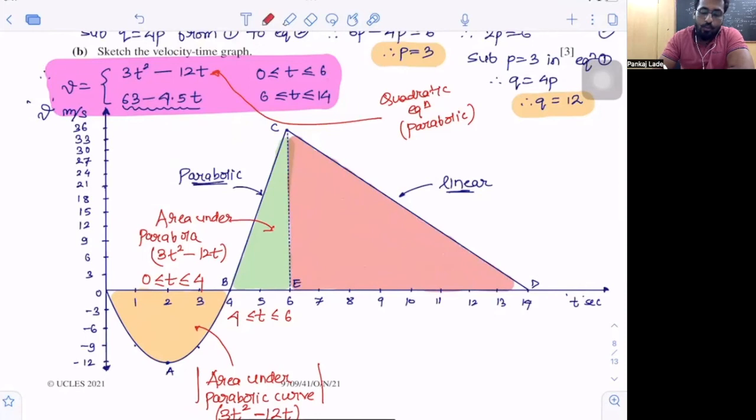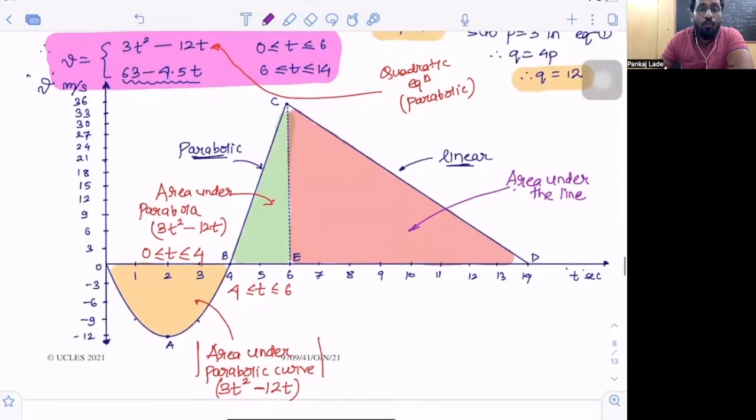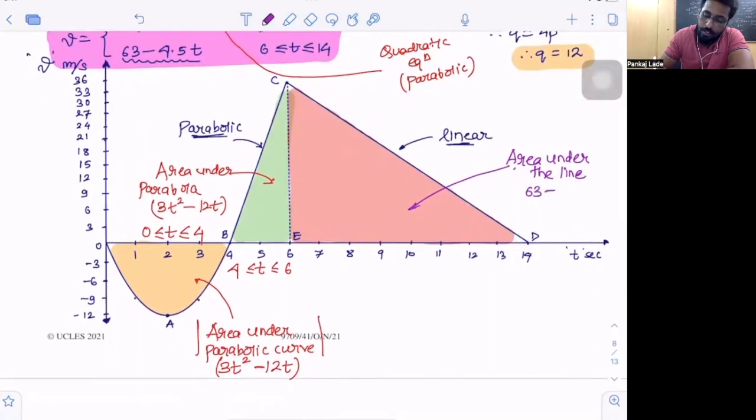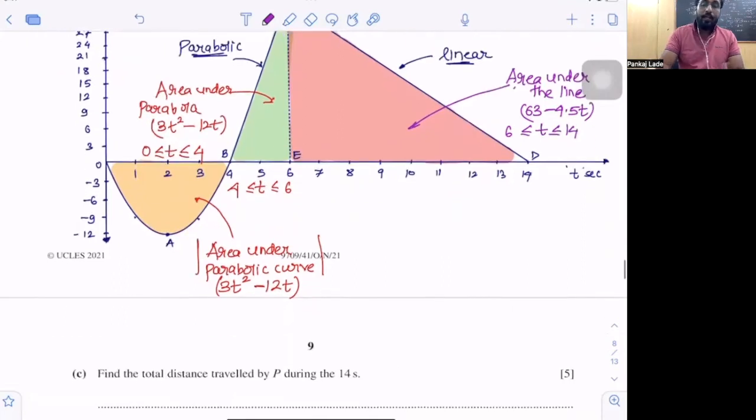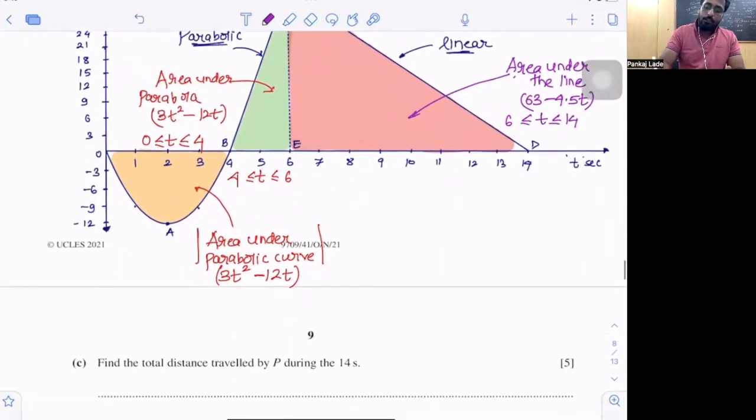Okay, so this is area under the line. And what's the equation of the line? 63 minus 4.5t. So either you can make use of integration. So t lies from where to where? T lies from 6 to 14, or you can simply say you are going to find the area of the triangle, right? So this is area of a triangle.